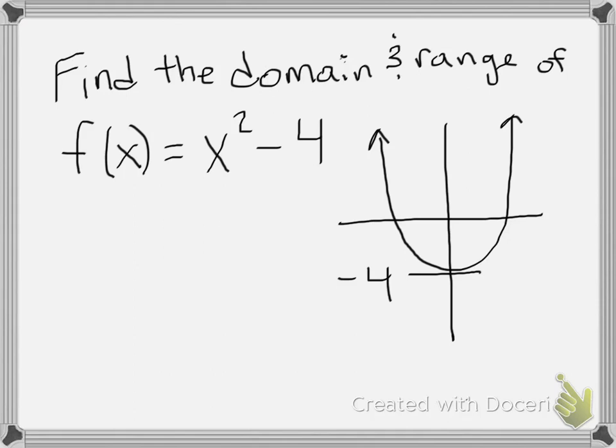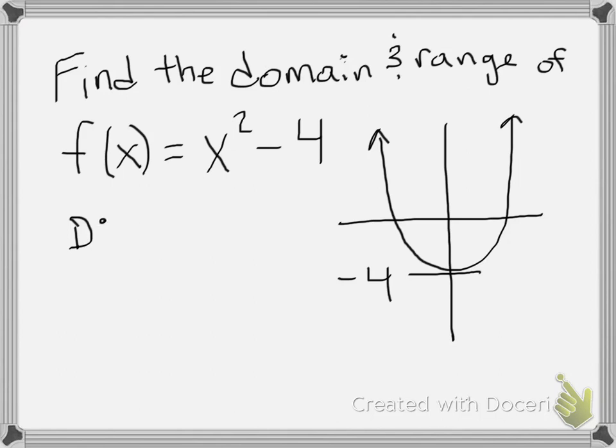So when I look at this graph, for the domain, because that parabola just keeps getting wider and wider and wider, I can plug in any x value. That's what domain is. What x value am I allowed to plug in? Well, I could plug in any number and square it. I could take any number and subtract 4 from it. So my domain is going to be all real numbers.